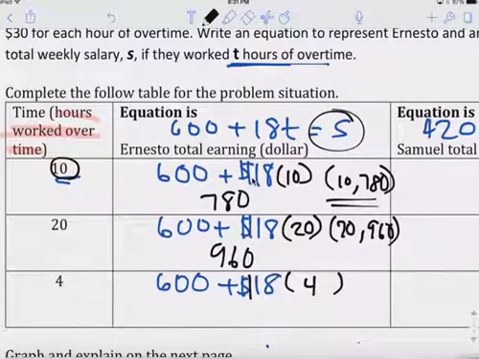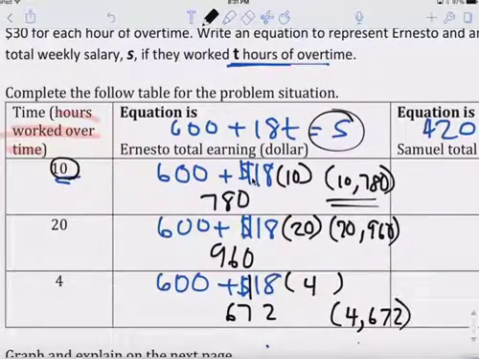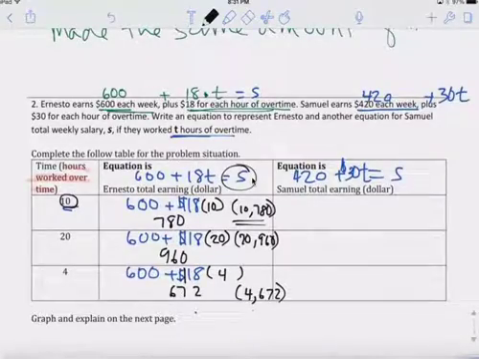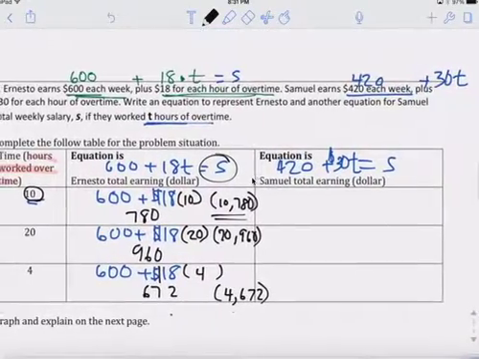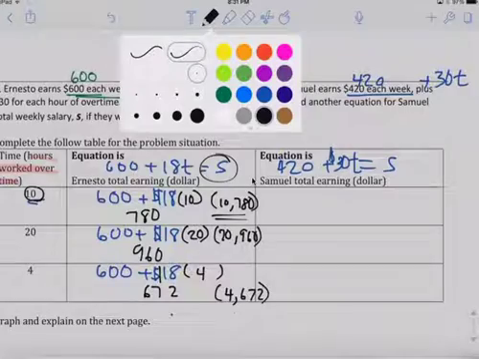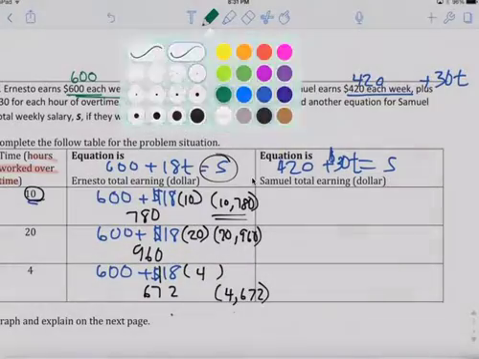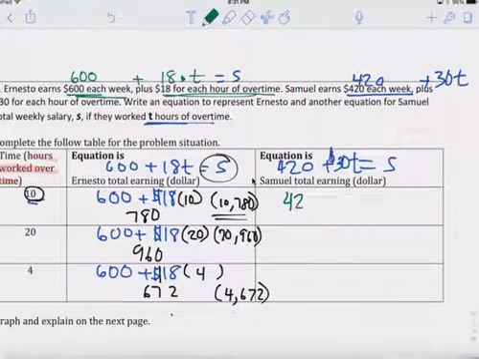Okay, so that's $672. Yeah, $672. For $672. Okay. Here on this, let's do 420.